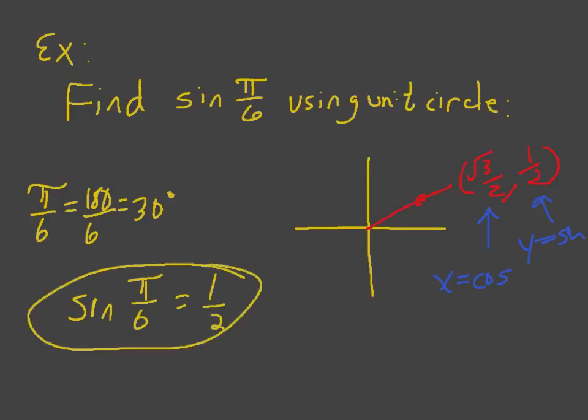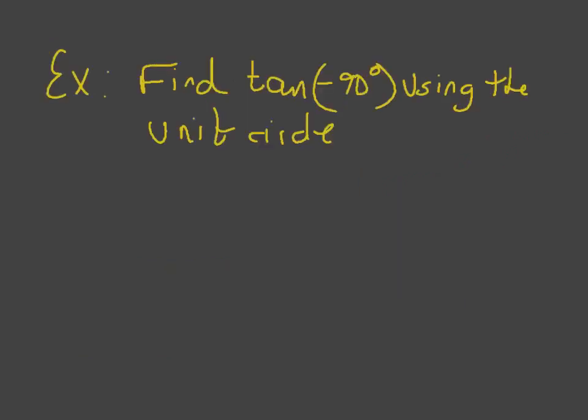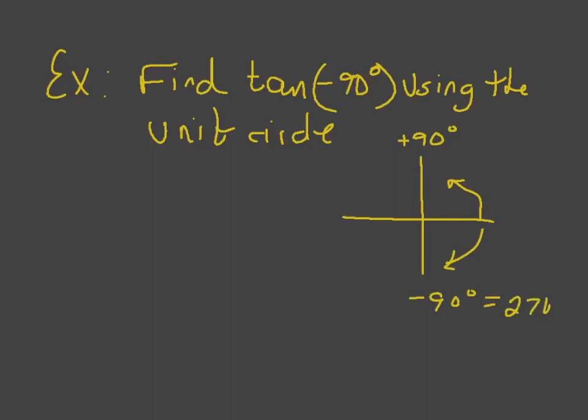Simple as that. So if we can find the point and locate the point and memorize the point, we know lots of information about pi over 6. Let's do one more. This one says to find the tangent of -90. Now remember, if we go upward, that's positive 90. If we go downward, that's negative 90. So negative 90 is the same as 270.